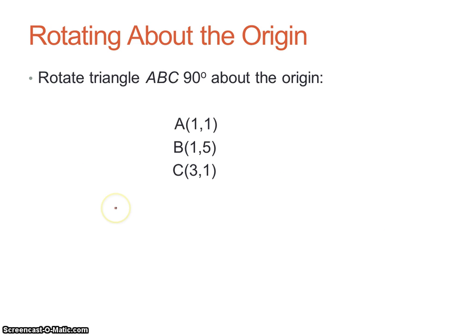So here's our triangle ABC that we want to rotate 90 degrees about the origin. Take a second to graph this. A is at 1, 1, B is at 1, 5, and C is at 3, 1. You might want to pause the video so you can graph it, because I'm going to exit out of here and go to GSP.